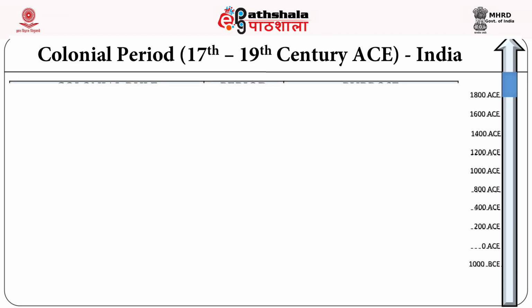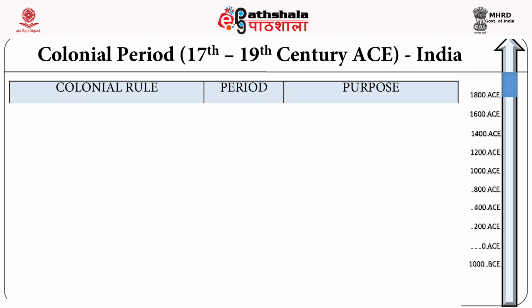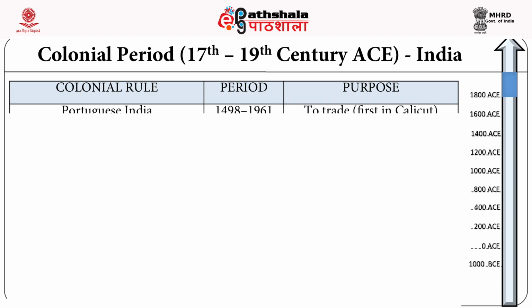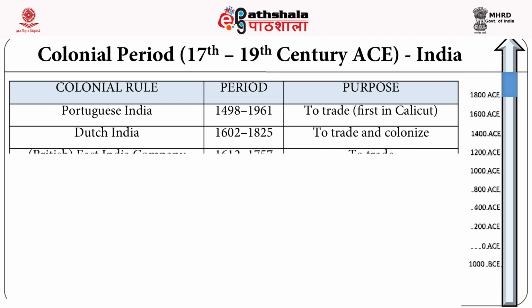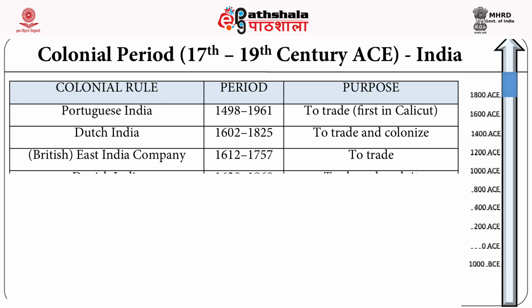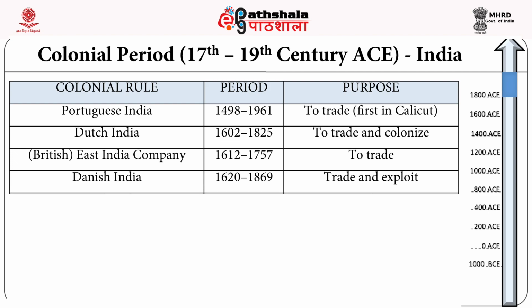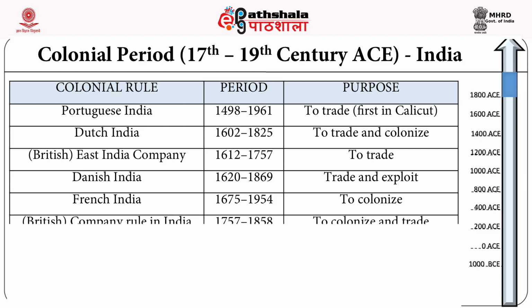This slide shows the different periods of time the Portuguese came to India and how long they stayed, from 1498 to 1961. After the Portuguese, the Dutch came to India, from 1602 to 1825. So it was not that one country came after another country had gone. They came one after another: in 1498 the Portuguese came, in 1602 the Dutch came, in 1612 the British East India Company came, in 1620 the Danish came, and in 1675 the French came.